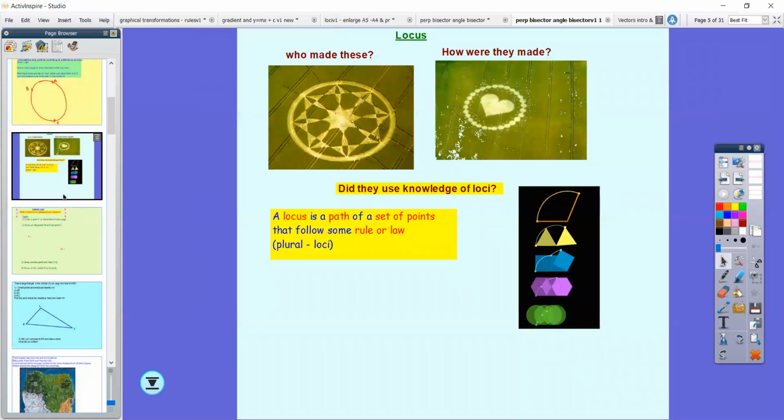Loci being the plural of locus, and the definition. Again, definitions I think are important so they understand it. So loci, they've already come across loci if they plotted any graph really, because the y and x coordinates follow a rule. It's a set of points that follow some rule, and joining them up gives us a locus.